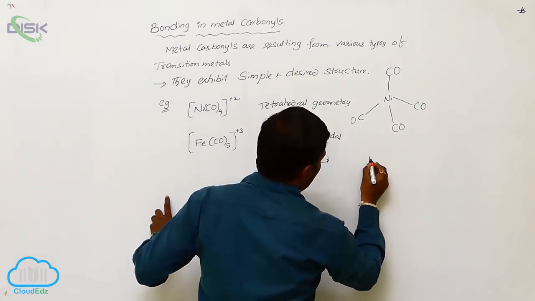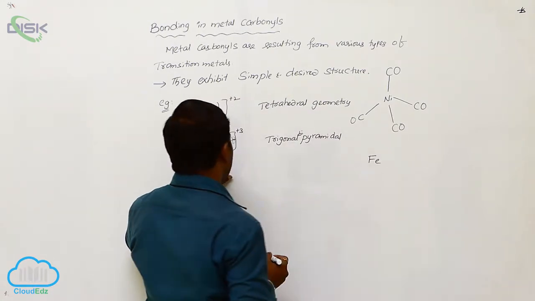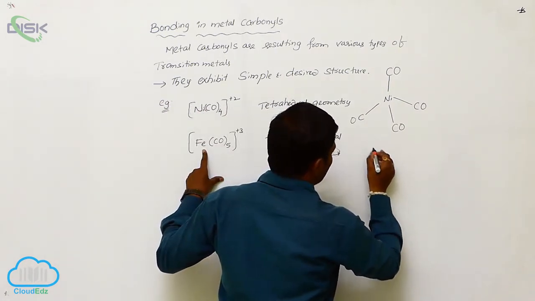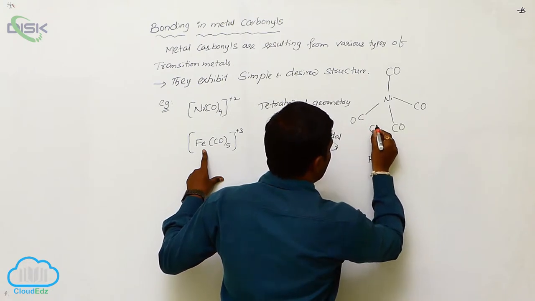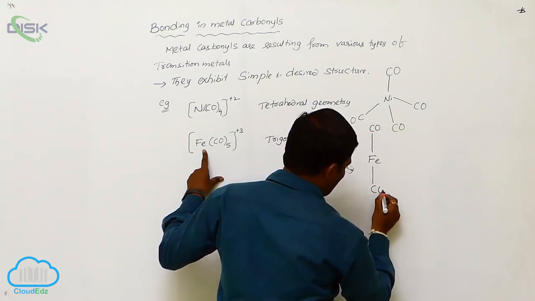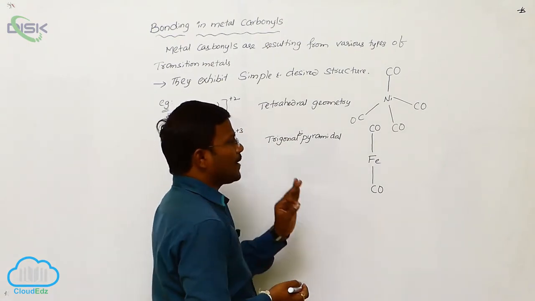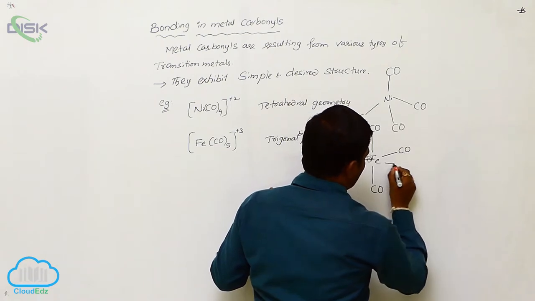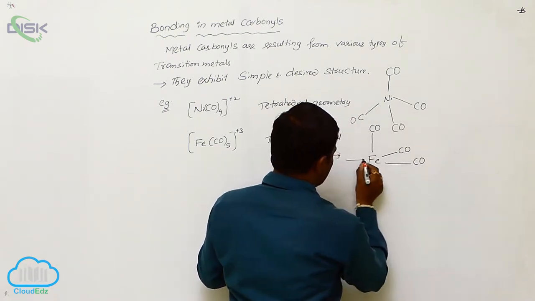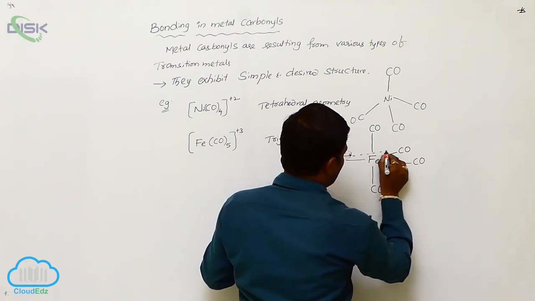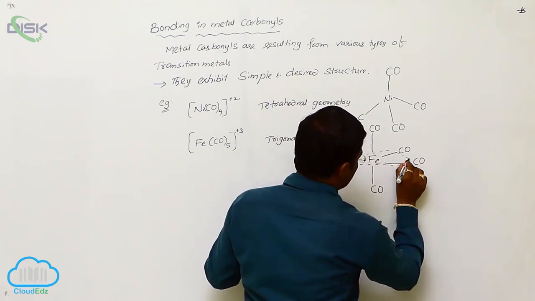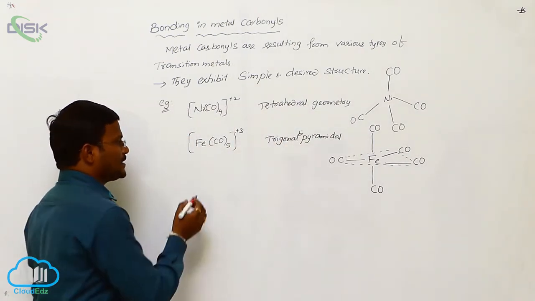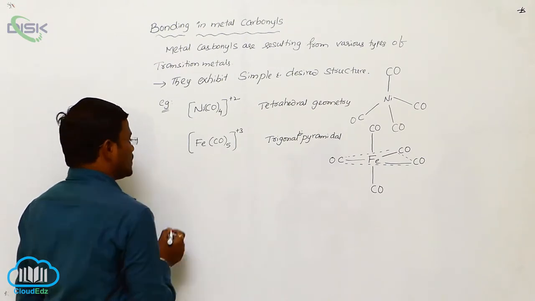So, the structure of pentacarbonyl iron complex, Fe(CO)5, will be represented with CO at each position. Remember, you have to write capital C and capital O in this condition. That means this is the trigonal bipyramidal geometry or structure exhibited by pentacarbonyl iron complex.